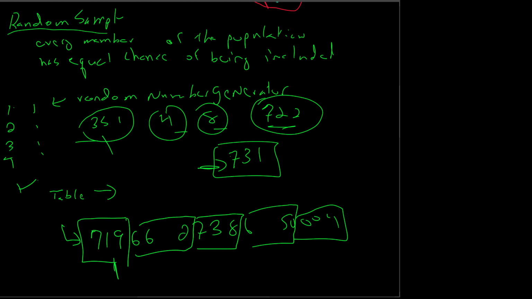And this tells me I get 719, I get 662. Well, 738 is bigger than 731, so ignore that. I get 650, and I get 004, the fourth one. And so these tables have a way of generating the numbers I need. I'm just grabbing every three because I have a three-digit number that I need to grab from. And so if I need a random sample, there are these tables that do that.